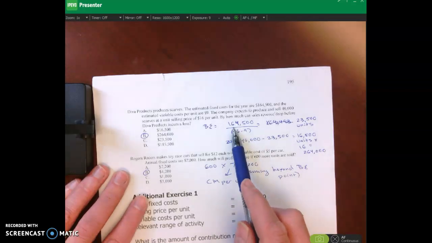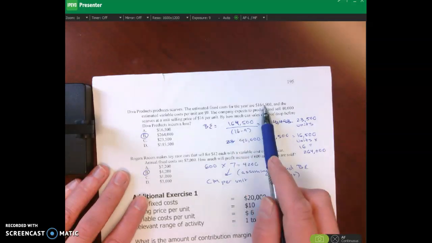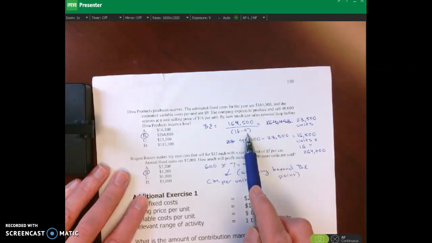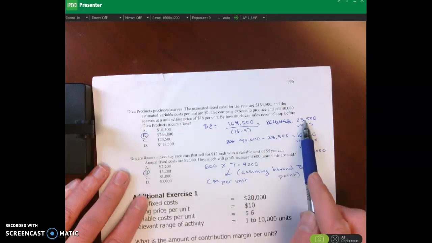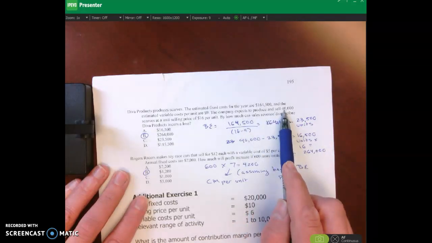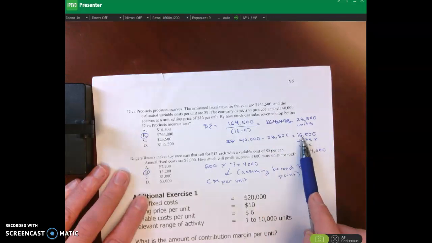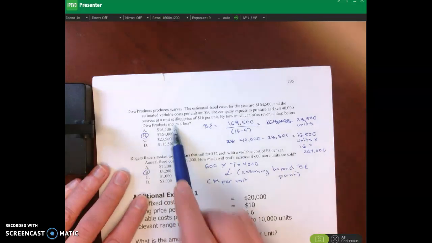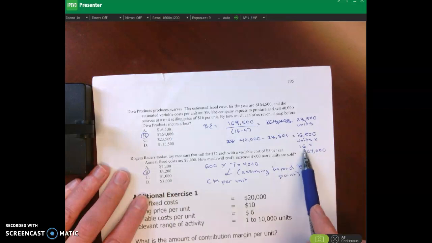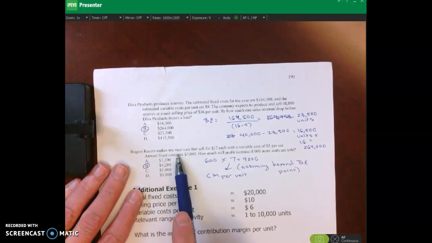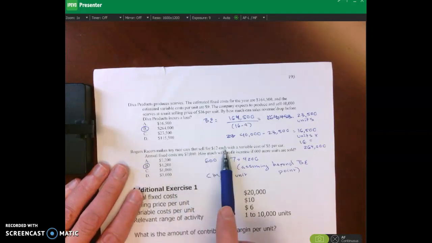So first you have to calculate break even. Okay. So I took my $164,500 fixed costs divided by my sales price minus my variable cost per unit. This is my CM per unit. That gives me 23,500 units to break even. I'm currently selling 40,000 scarves. My break even is 23,500. That means my margin of safety in terms of units is 16,500, but I want in terms of sales dollars, so I just multiplied it times the sales price of 16. That gives me 264.